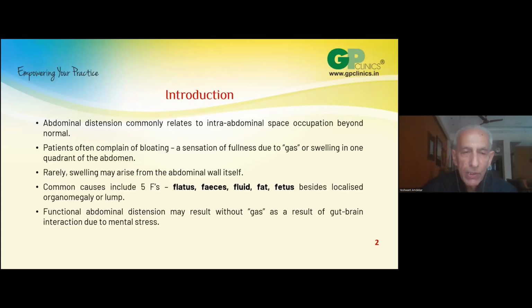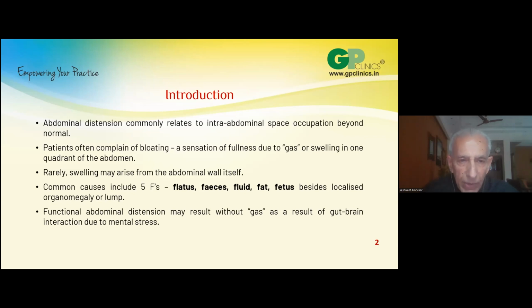Now, as usual, we will first look at our basics so that on that basis we can develop our discussion subsequently. I think abdominal distension commonly relates to intra-abdominal problems. But sometimes it could also be in the abdominal wall itself, and it is important to make sure you have no problem in the abdominal wall, which is certainly not common, but keep it in mind. Patients often complain vaguely of bloating, a sensation of fullness, and often complain of gas or swelling in different quadrants of the abdomen. Rarely, the swelling may arise from the abdominal wall itself, as I said.